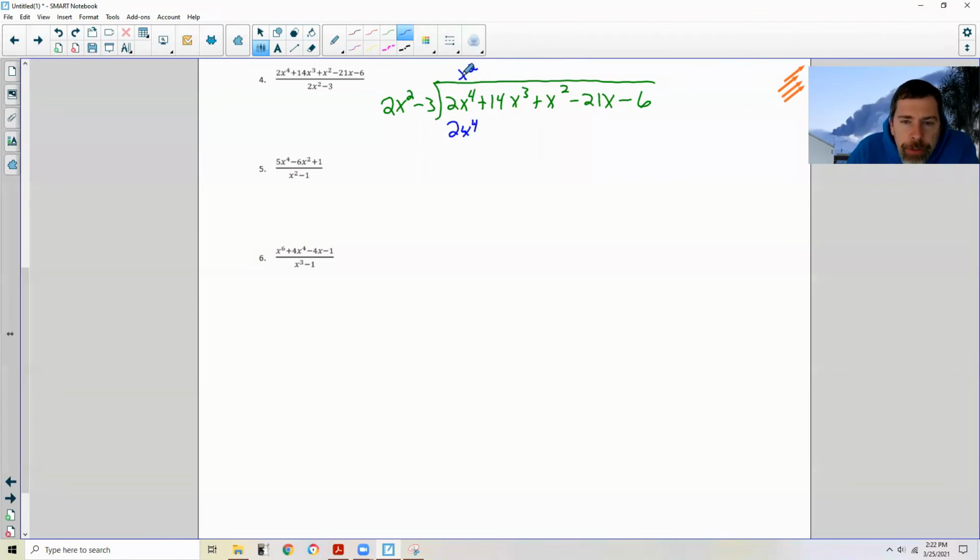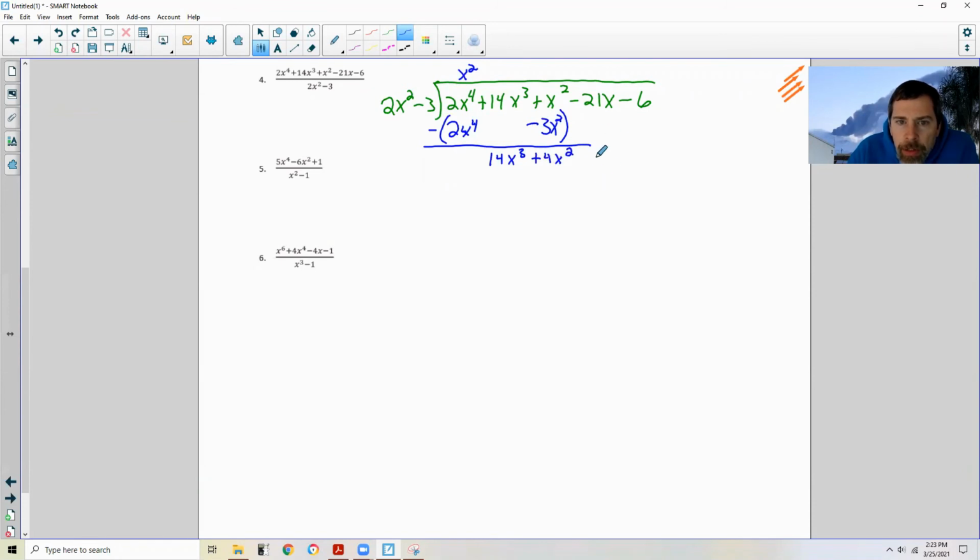All right, and now here's where you need to be careful. X squared times negative 3 is negative 3x squared. I don't want it under the cube. They're not like terms. I have to move it over here and put negative 3x squared over here, and I subtract. So 2x to the 4th minus 2x to the 4th is 0. 14x cubed minus nothing is still 14x to the 3rd. And x squared minus a negative is plus. 1 plus 3 is 4x squared.